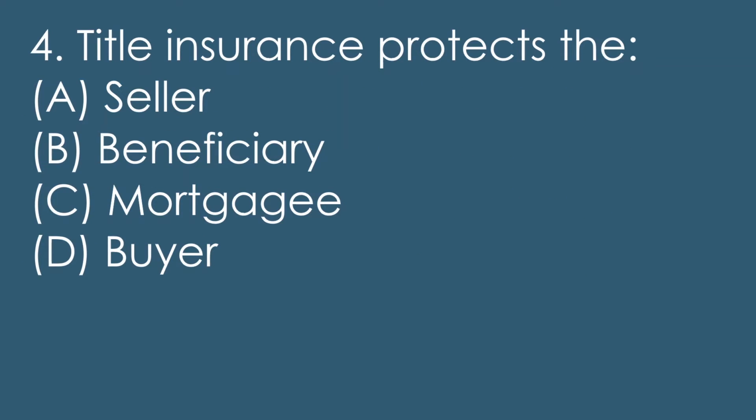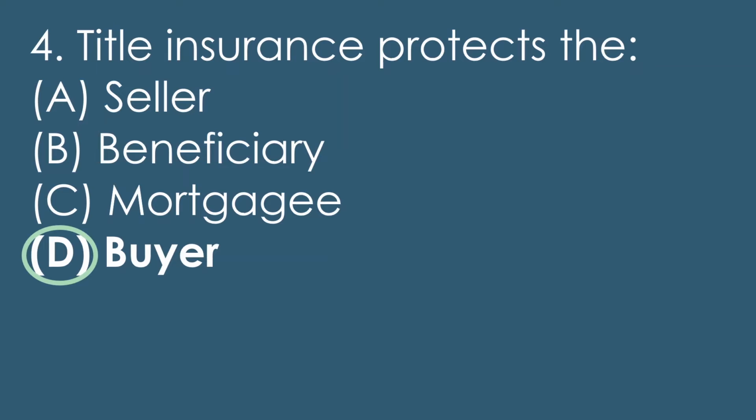4. Title insurance protects the A, seller, B, beneficiary, C, mortgagee, D, buyer. So who does title insurance ultimately protect? Well, it protects the buyer. So the buyer is the one that's ultimately protected by title insurance.